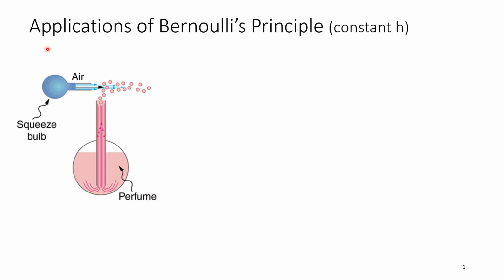In the case of this perfume bottle, the squeeze valve creates a jet of air, which reduces the pressure near the bottle mouth, and drops of perfume are sucked out and move with the jet of air.